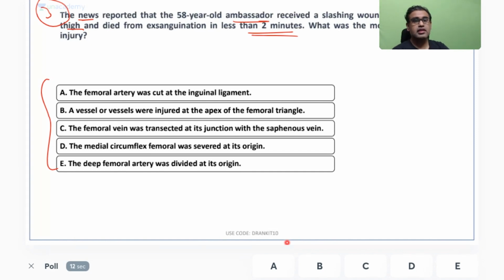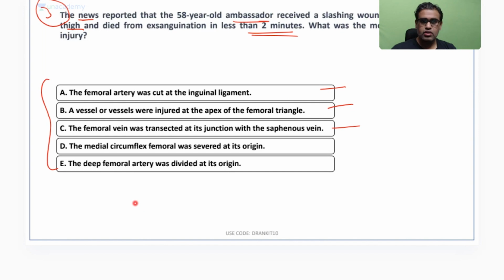Think. 30 seconds. Last couple of seconds left. The options A, B, and C are going 20, 30, 30. So around 70% are going over here only. Why so? What was the answer?